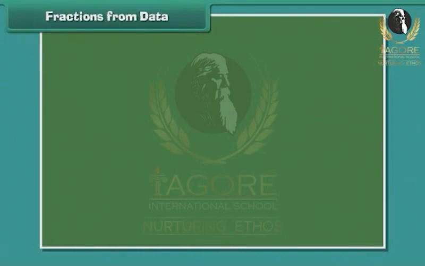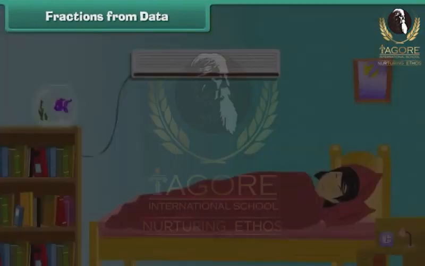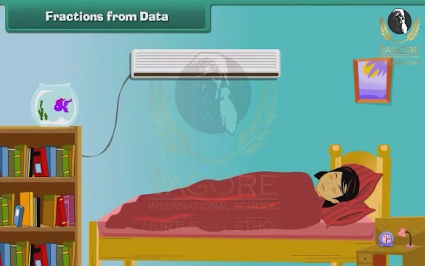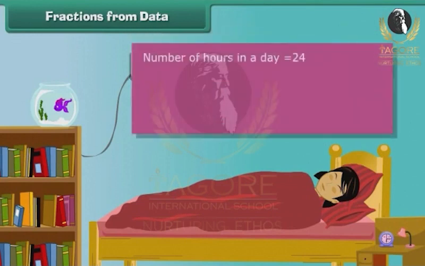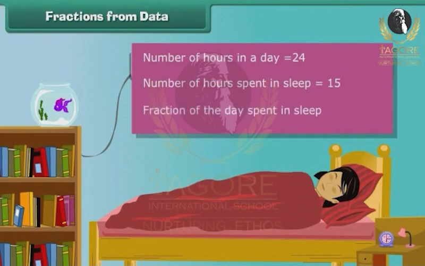Fractions from data. Let us now compute fractions from data without the help of figures. Sandhya is Rishabh's little sister. She sleeps 15 hours a day. Let us compute the fraction of the day she spends sleeping. Number of hours in a day is equal to 24. Number of hours spent in sleep is equal to 15. Fraction of the day spent in sleep is equal to 15 by 24, which is equal to 5 by 8.